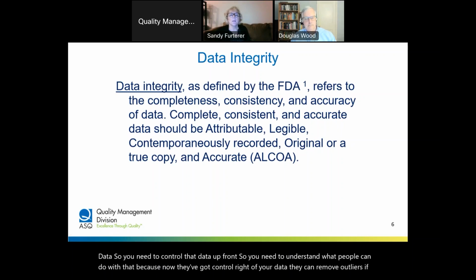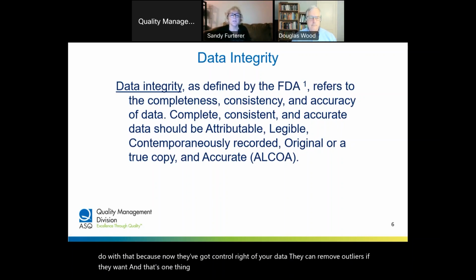And that's one thing. I presented parts of this presentation at the ASQ annual conference. And outliers, that was something that we really focused on. When do you remove outliers? And when do you change the original or true copy of the data?